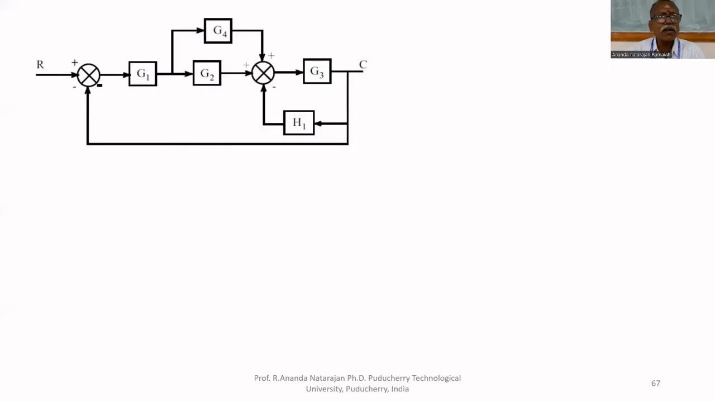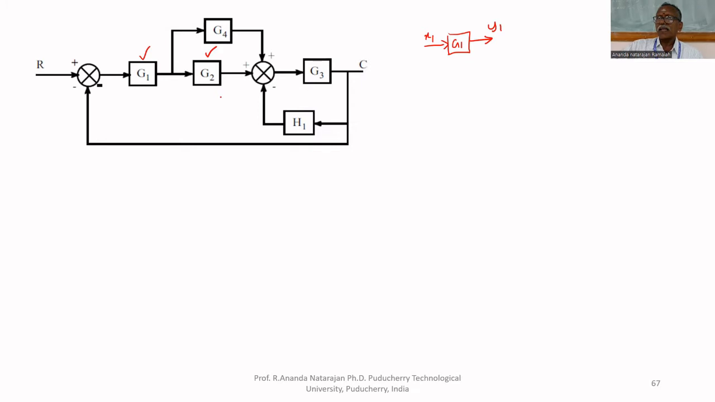This is a block diagram of a system. In this case, G1 is a system. It is nothing but a differential equation. It has one input, x1, and one output, y1. G1 is a subsystem represented by a single differential equation. G2 is another subsystem represented by another differential equation.